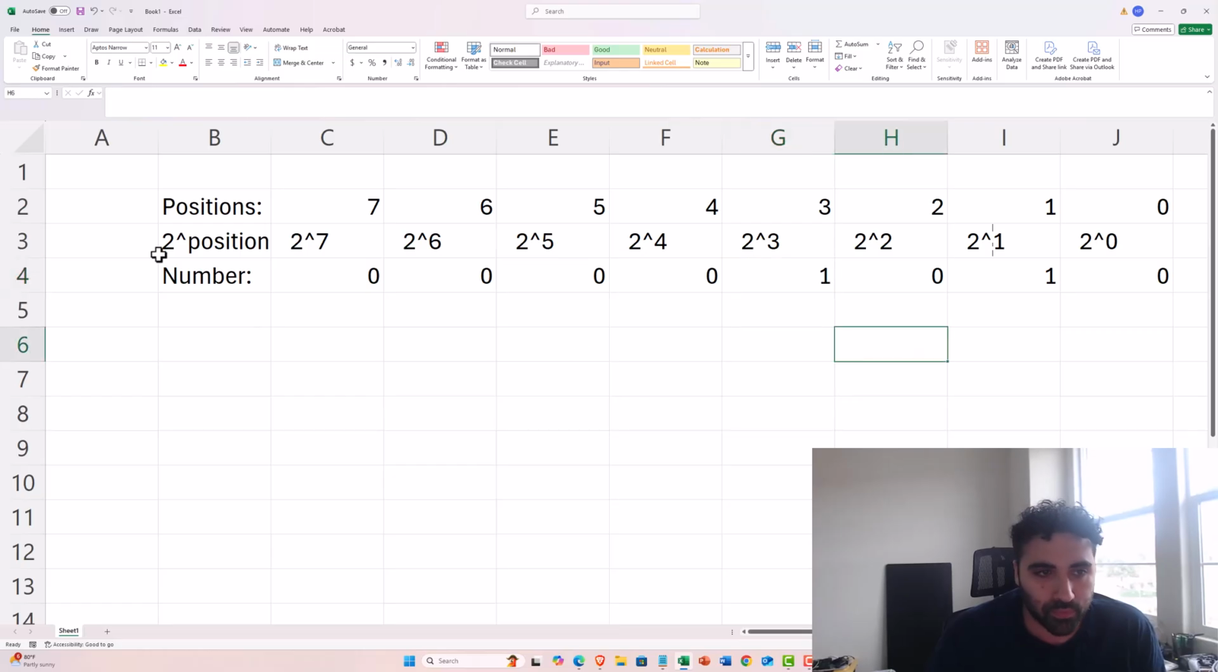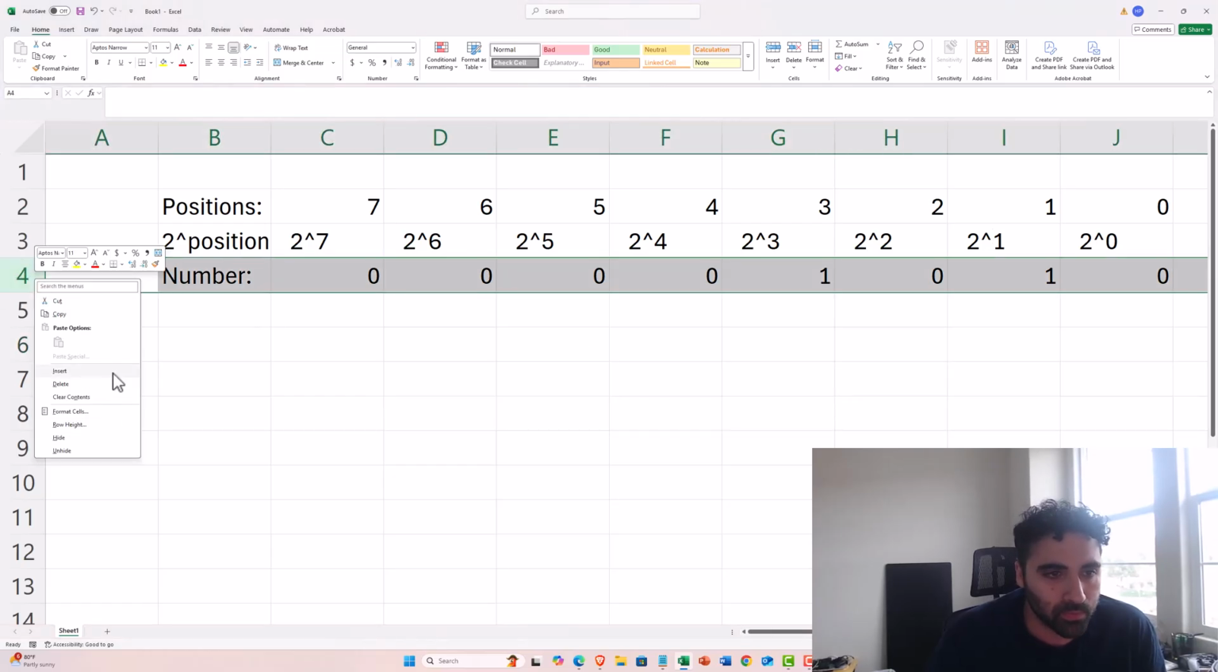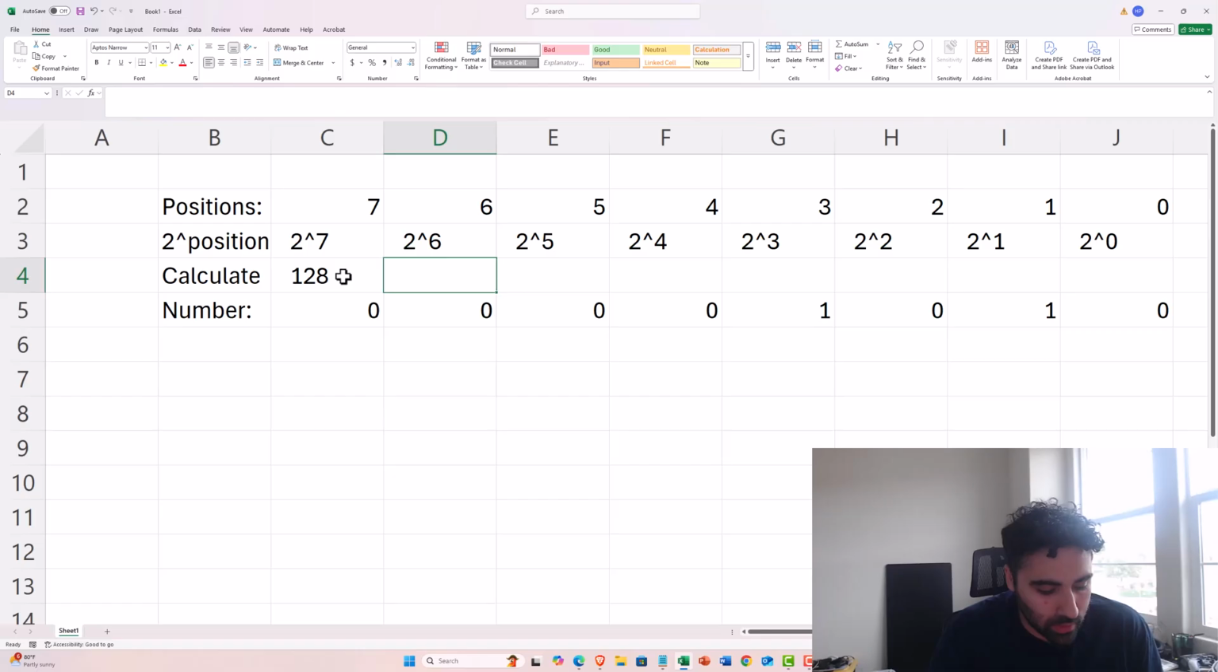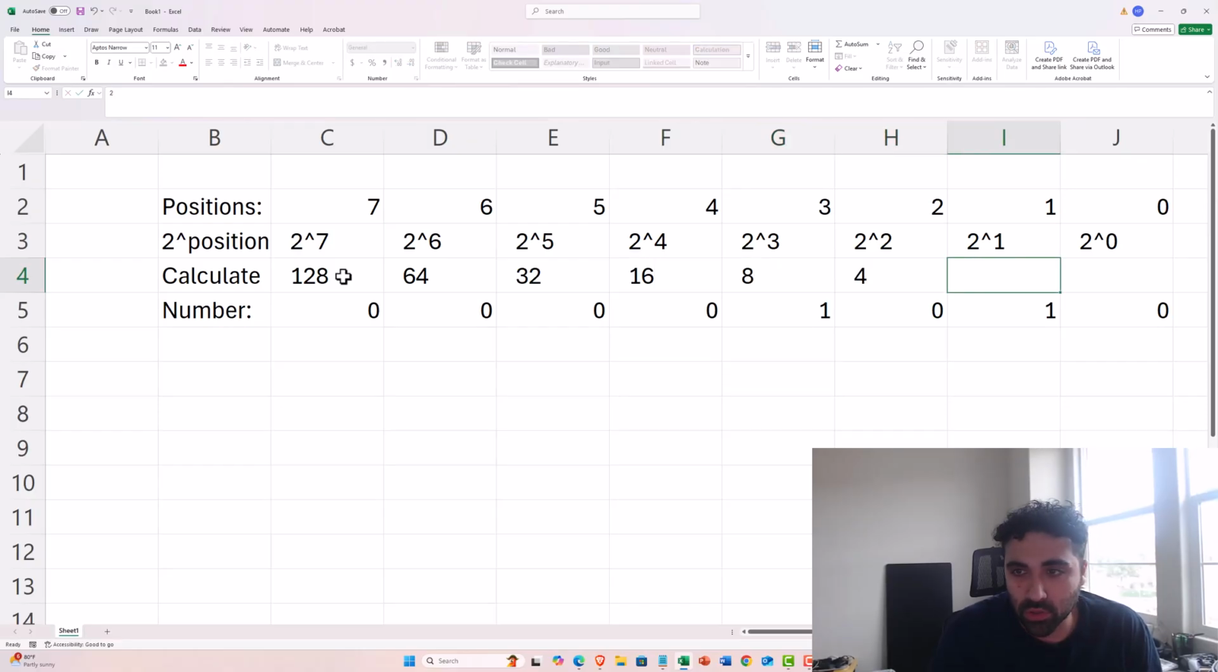So what does that mean? Let's calculate. 2 to the 7th is 128. 2 to the 6th is 64. 2 to the 5th is 32. 2 to the 4th is 16. Then 8, 4, 2, and then 2 to the 0 is 1.